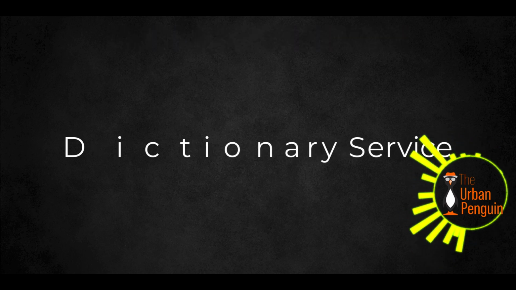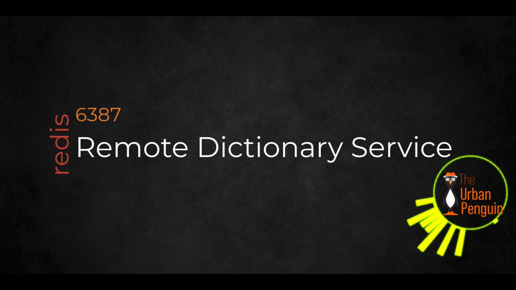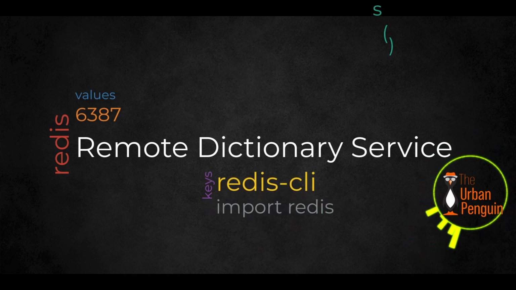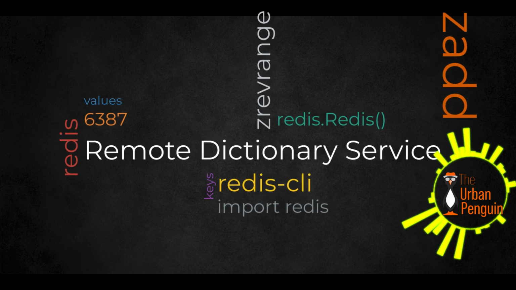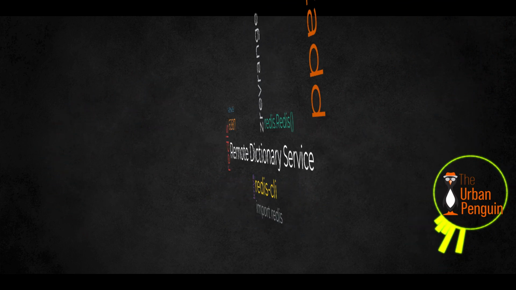So we can summarize our remote dictionary service, or Redis, listening on port 6379, accepting keys and values. We can work at the command line with the Redis CLI or import Redis to work with Python.